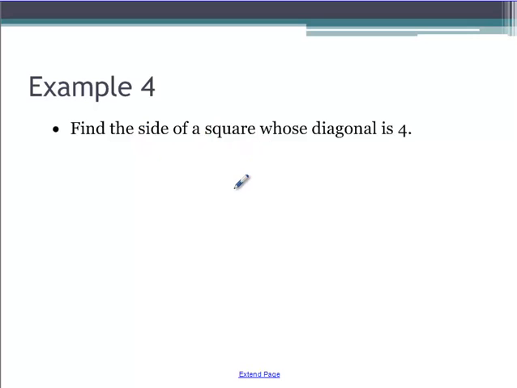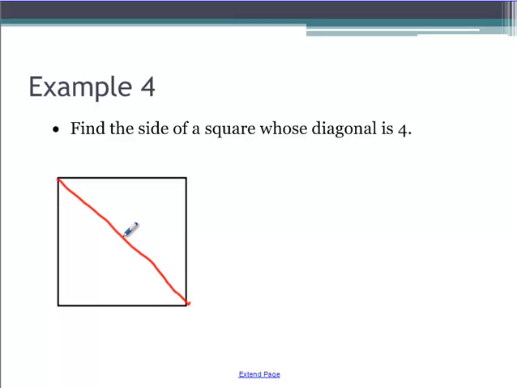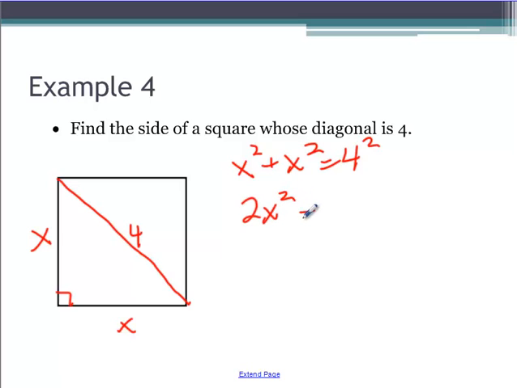Find the side of a square whose diagonal is 4. So when we draw in a square, the diagonal of that square is 4. So these are both the same because it's a square. x squared plus x squared equals 4 squared. a and b are both x. So I have 2x squared equals 4 squared, which is 16.